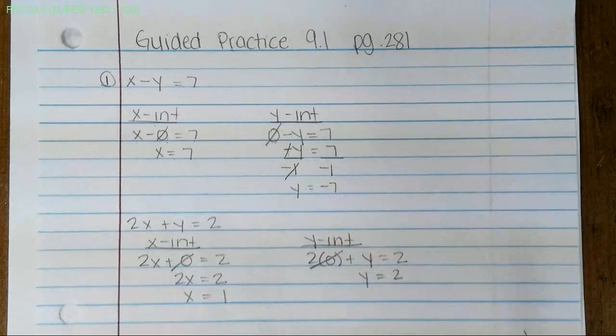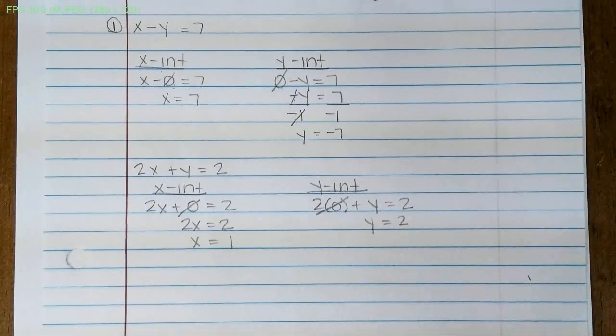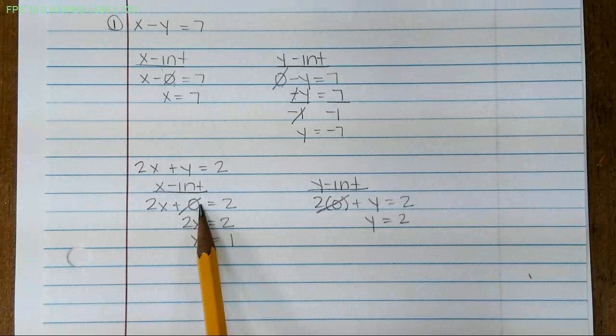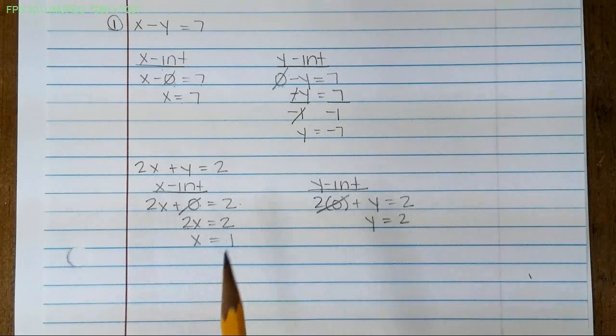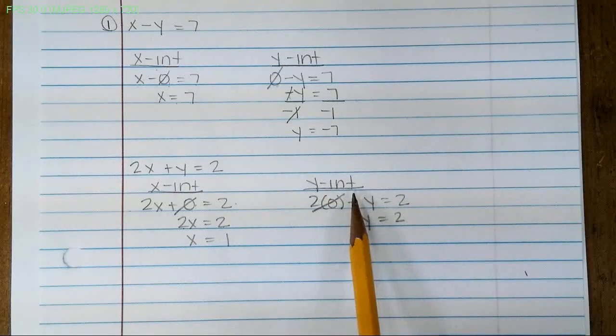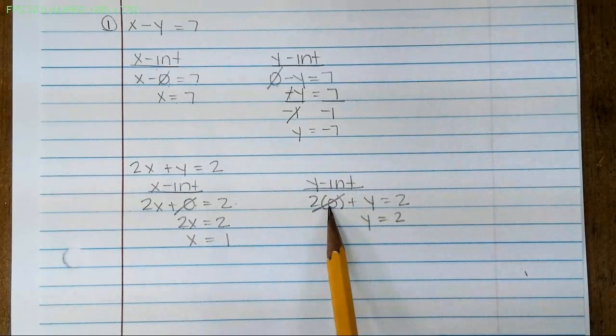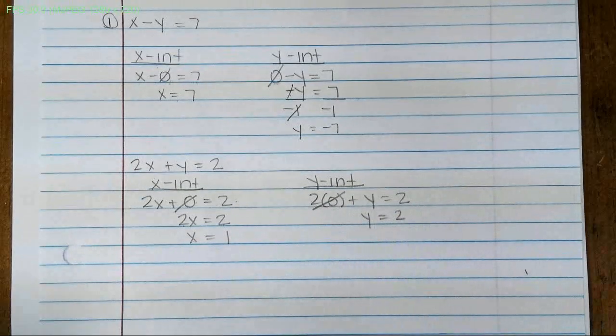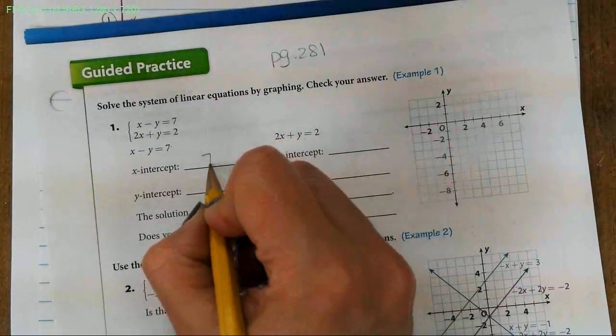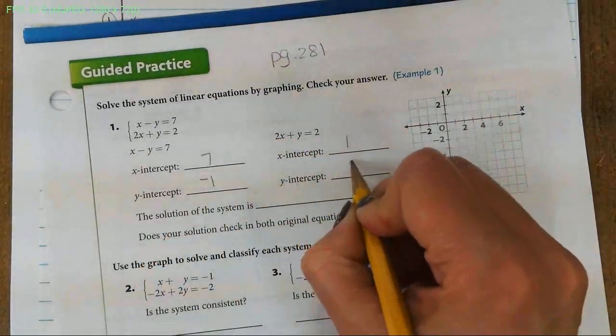Over here for my second equation, you see that I did the same thing. I made my y equal to 0 here to find my x-intercept. That cancels out. I'm left with 2x equals 2. If I divide both sides by 2, I have x is equal to 1. Now over here for my y-intercept, I made my x equal to 0. This cancels out because 2 times 0 is just 0, and I'm left with y equals 2. So I'm going to go ahead and fill in my answers here.